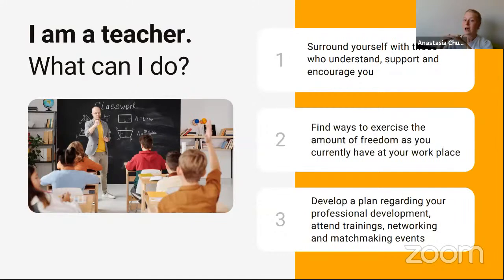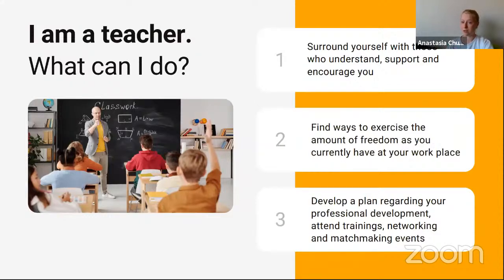So you have some amount of freedom. You can try those tools. It can be low scale, it can be tiny experiments, but you still can do that. And please do that. It would be good for you personally, professionally, and for your students. And develop a plan.